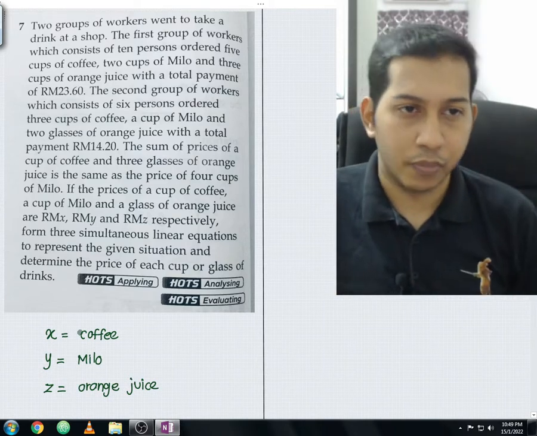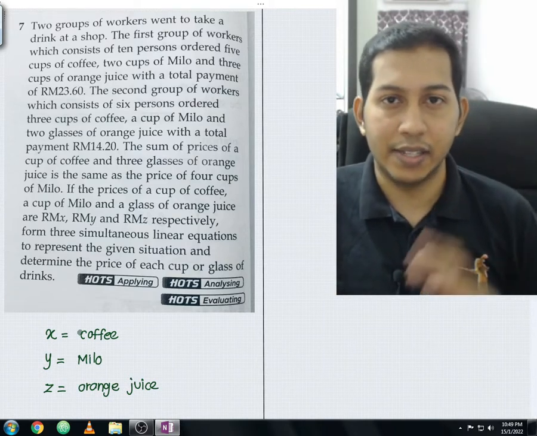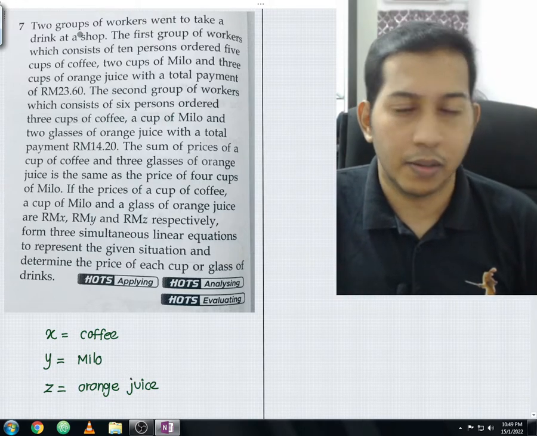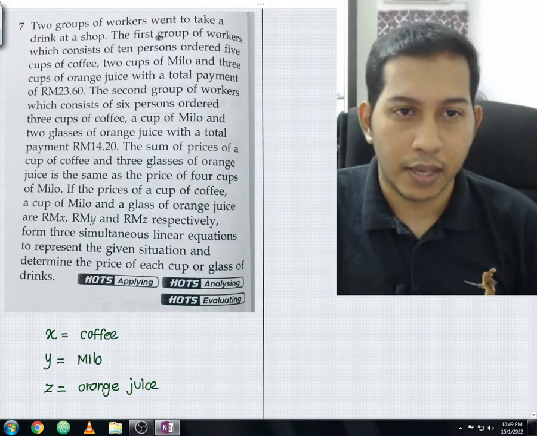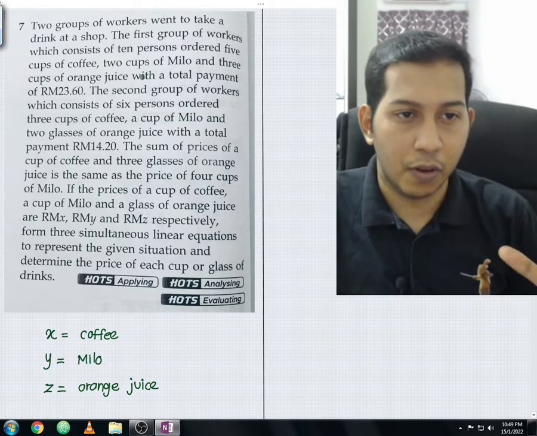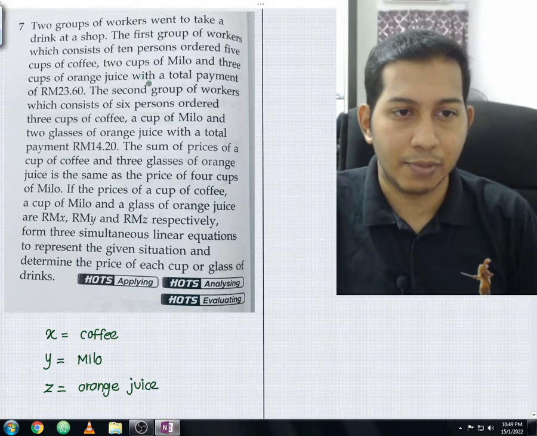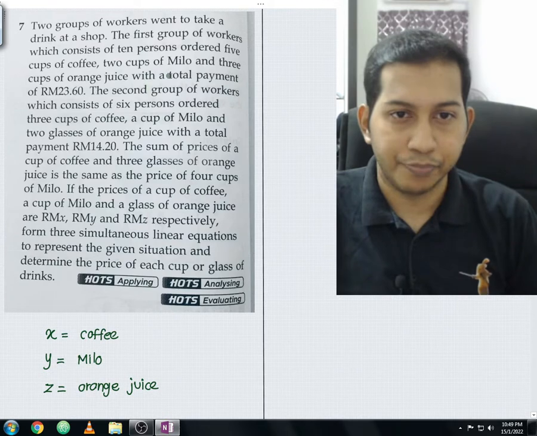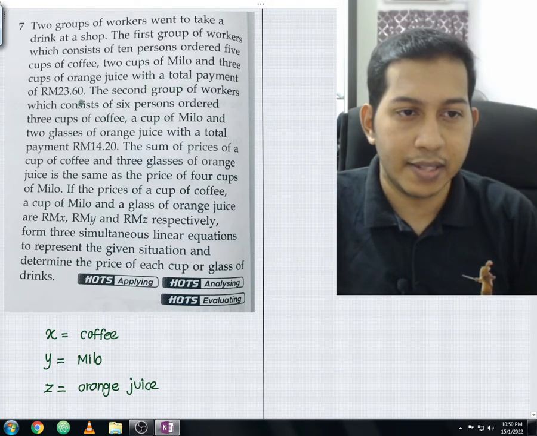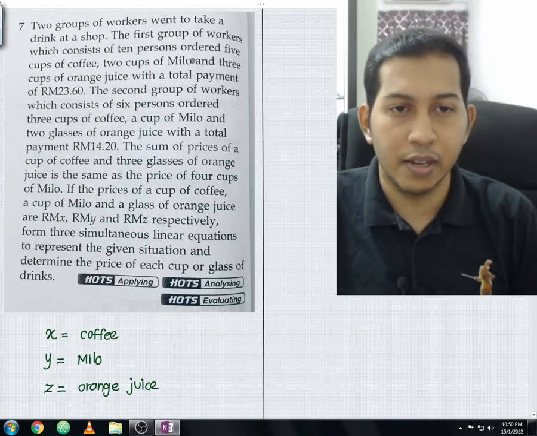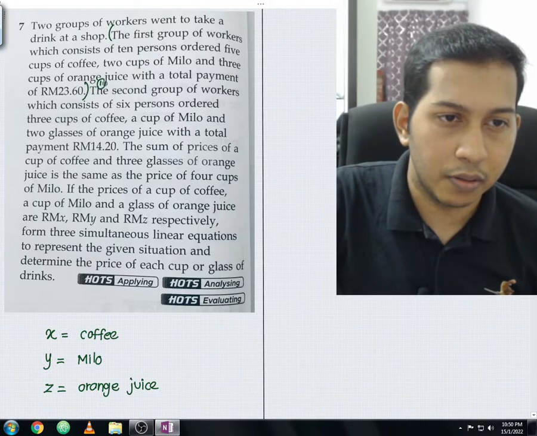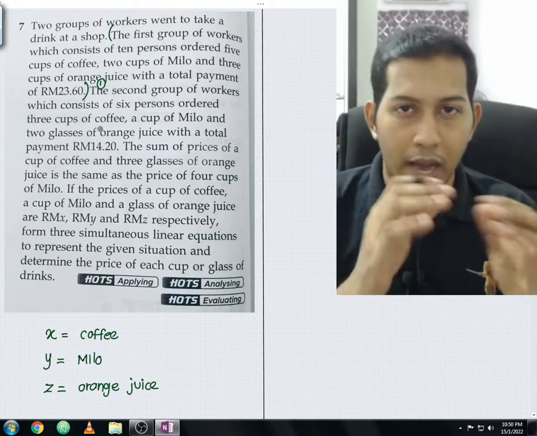Next, what you need to do is gather down the statements. The first important statement is, they mentioned two groups here. Take a look at the first group. The first group of workers, which consists of 10 persons, ordered 5 cups of coffee, 2 cups of Milo and 3 cups of orange juice, with a total payment of 23 ringgit 60 cent. If you take a look at this statement, you can literally form the first equation. So you highlight that.